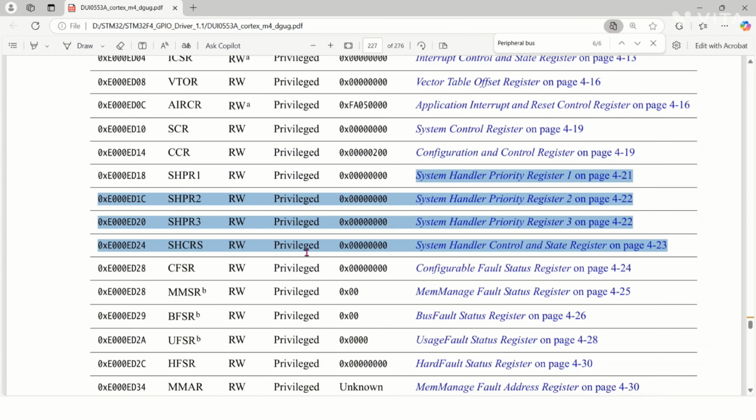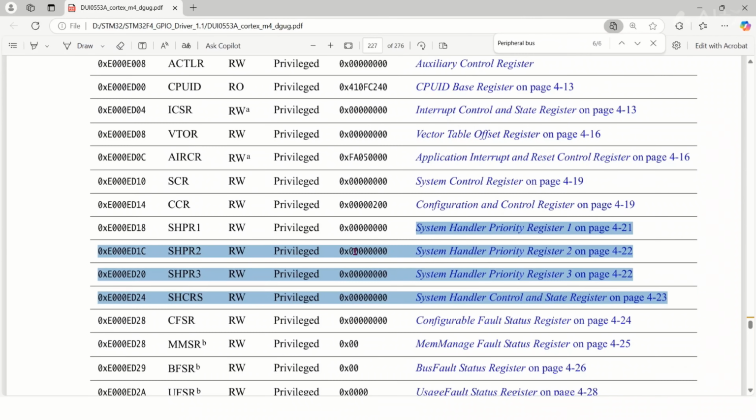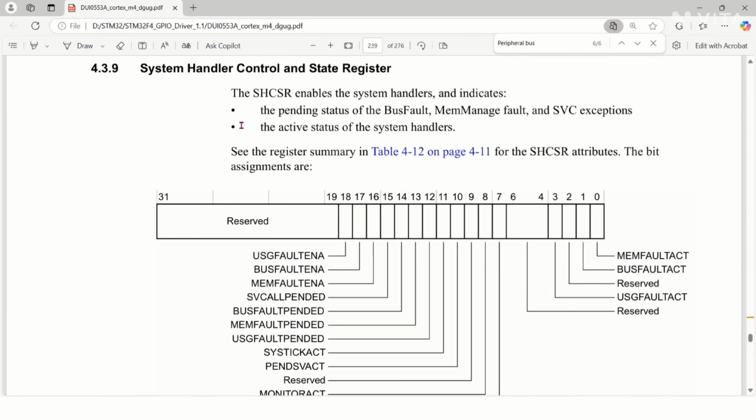Okay, these are some of the registers of the system control block. Here see, by using these four registers, system handler priority register 1, system handler priority register 2, 3, 4, you can configure the system level exception prioritizing. Okay, now let me open this fourth one, that is the system handler control and status register. It's one of the important registers. Here see, this is the system handler control and status register.